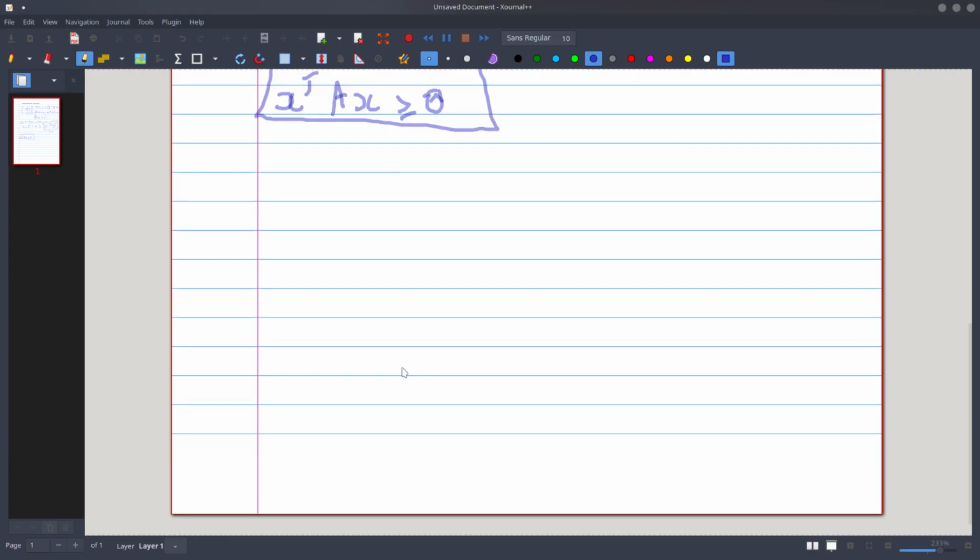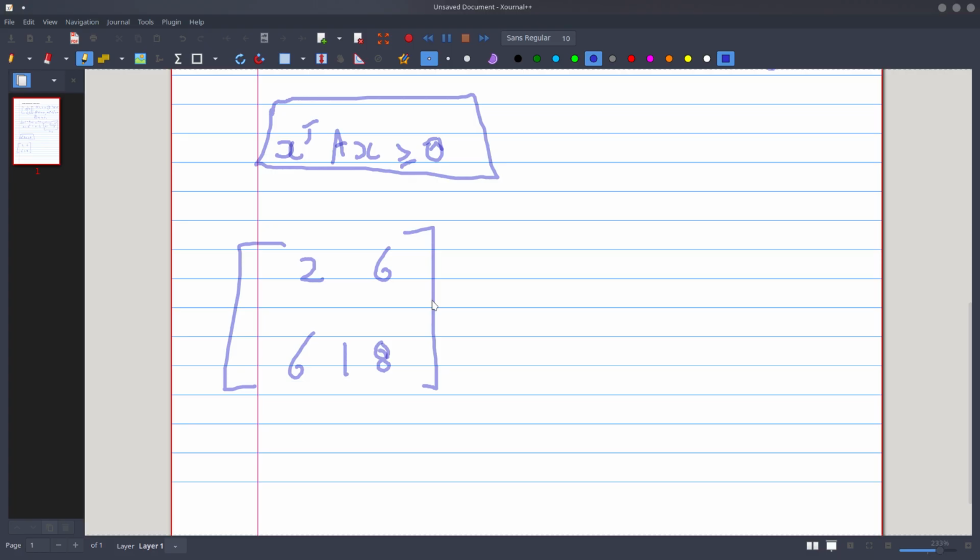So let's get to that straight away. The example is 2, 6, 6, and 18. We've got a symmetric matrix here, but it barely fails. If you look at the tests, first of all, you can look at the determinant test, for instance, and you'll see that it just barely fails this test. So it's 0. So what does this mean?